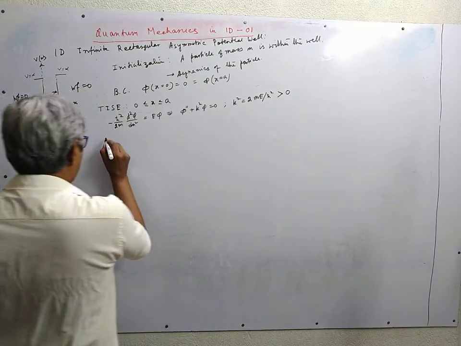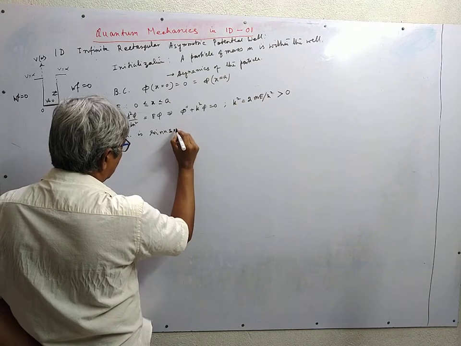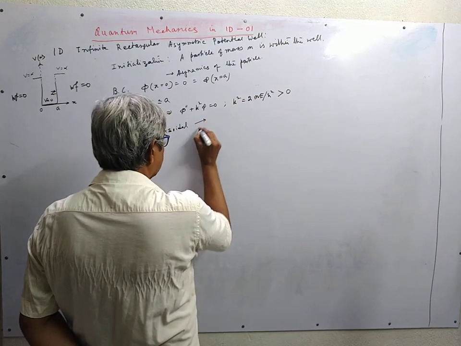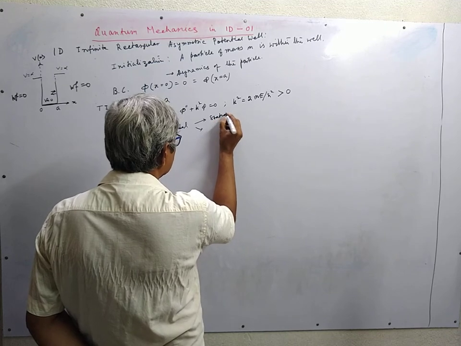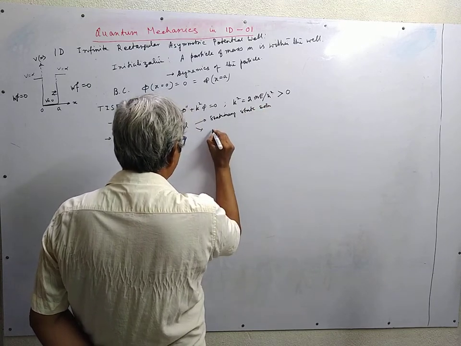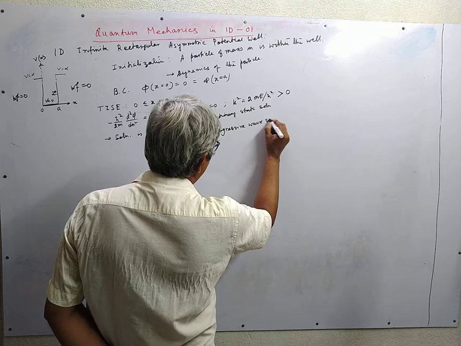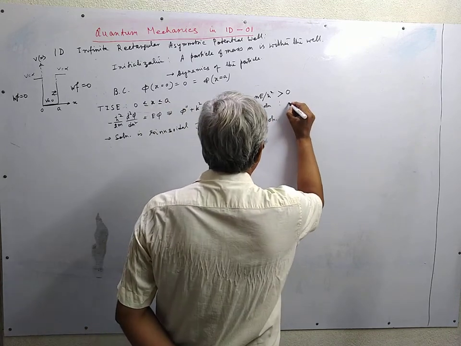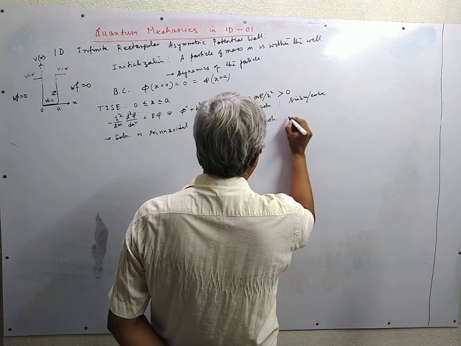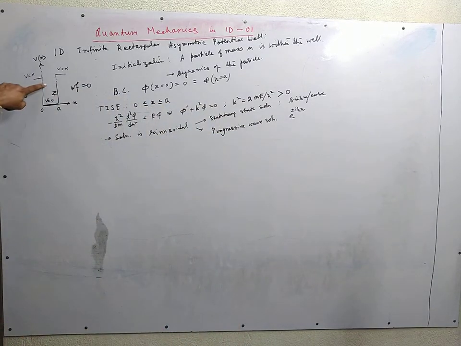So the solution is sinusoidal. And which type of solution shall we assume? Stationary state solution or progressive wave solution. Stationary wave solution is in terms of sine kx and cos kx, and progressive wave solution comes in terms of plus minus i kx.